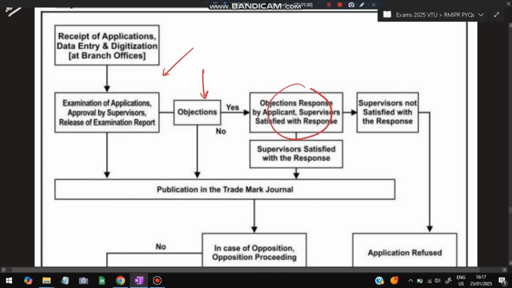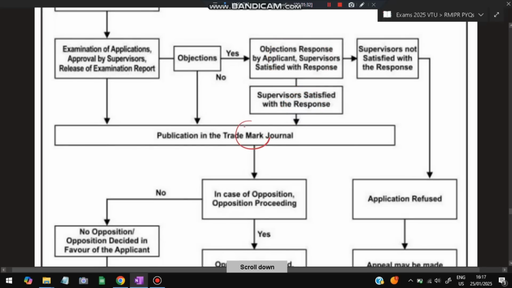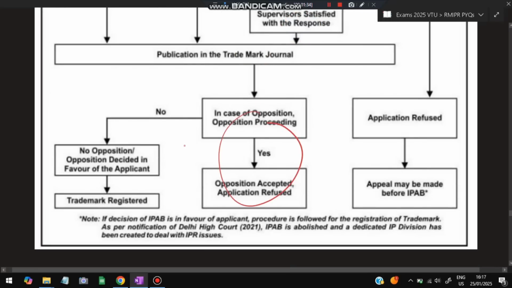Okay, once more from the start: the application is here, objections will be checked first. If the objection response is successful and the supervisor is also satisfied, it will be taken here. Then the opposition from third parties, if there is no issue, then the trademark will be registered.